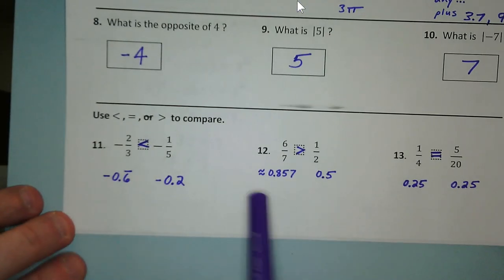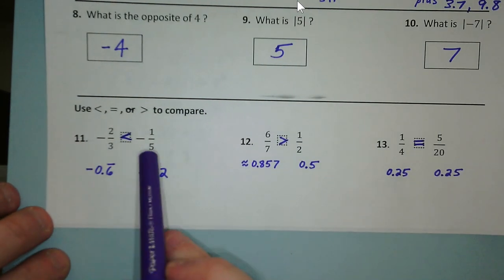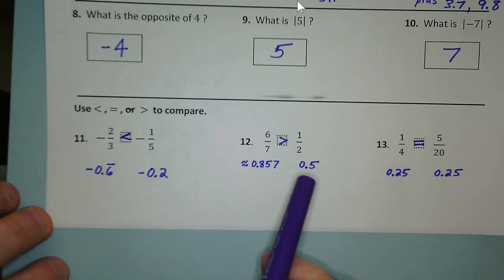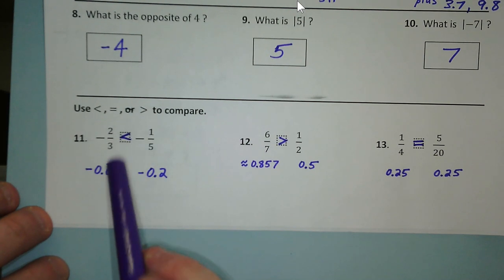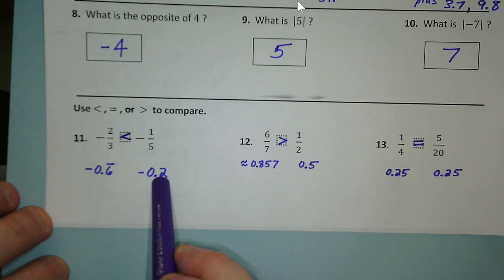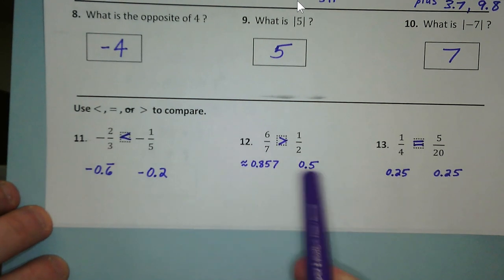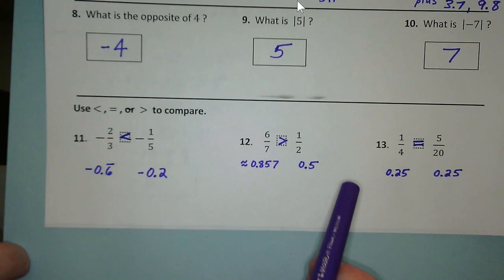Number 11, my best, 11, 12, and 13. My best advice is to turn everything into a decimal by just doing the division, like -2 divided by 3. It's that. -1 divided by 5 on your calculator, 0.2. Because it's much easier to compare stuff when they're decimals.